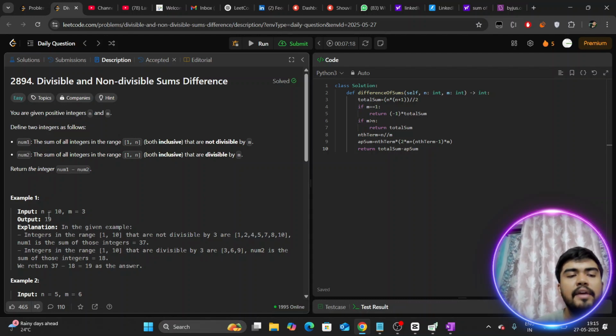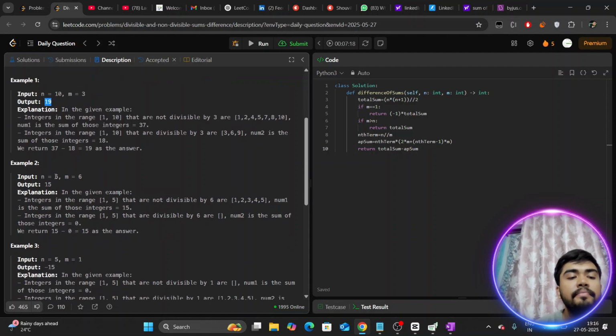In this example test case, you can see n is given as 10, so we have to consider the range from 1 to 10, and in that range, how many are divisible by 3. Their sum is going to be num2, and those that are not divisible, their sum is going to be num1. In the range of 1 to 10, those not divisible by 3 are 1, 2, 4, 5, 7, 8, 10, and their sum is 37. Those divisible by 3 are 3, 6, 9, and the sum, num2, is 18. So 37 minus 18 is 19, and we have to return 19.